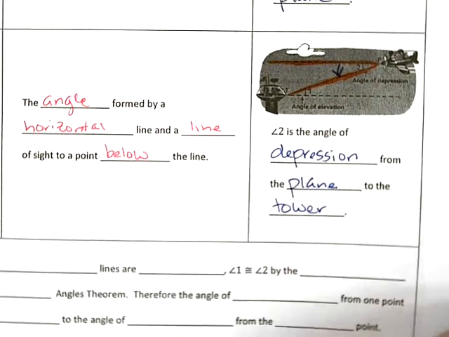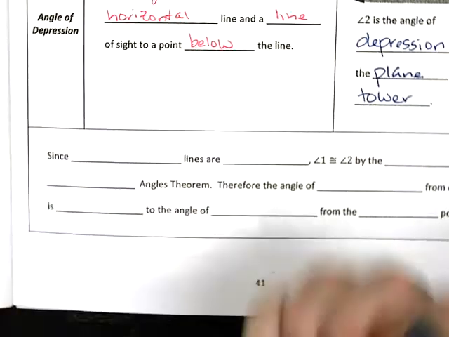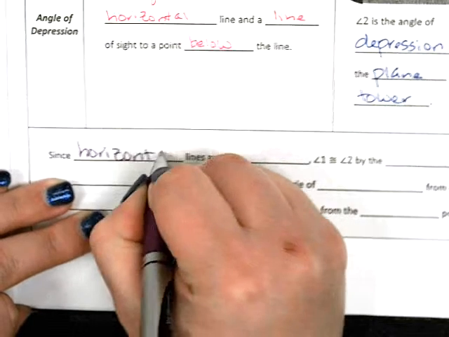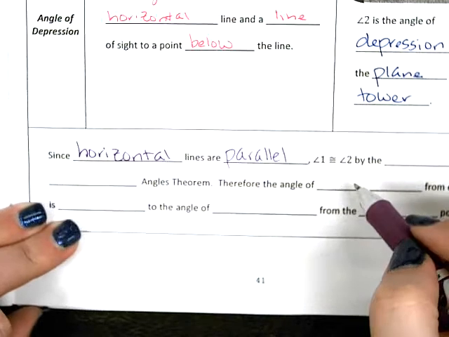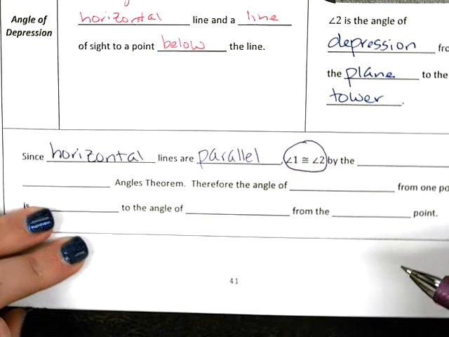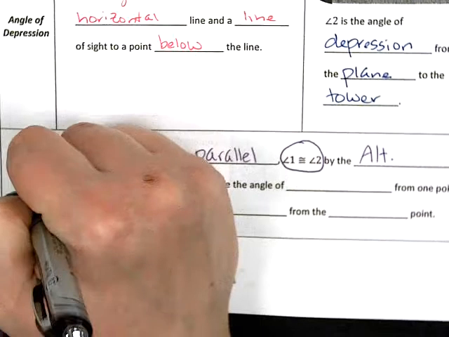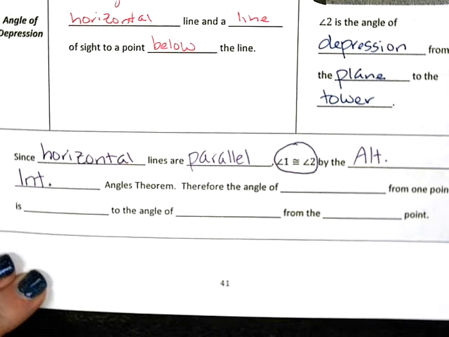Something pretty cool happens when we talk about angles of elevation and angles of depression. Since horizontal lines are parallel, angle 1 is congruent to angle 2. Those two angles that we just talked about are congruent to each other, and that's by the alternate interior angles theorem. Remember back to chapter 3, where we had: if parallel lines, then alternate interior angles are congruent.